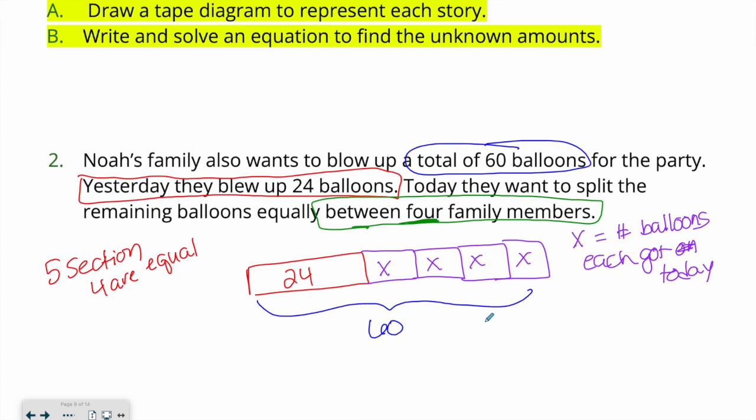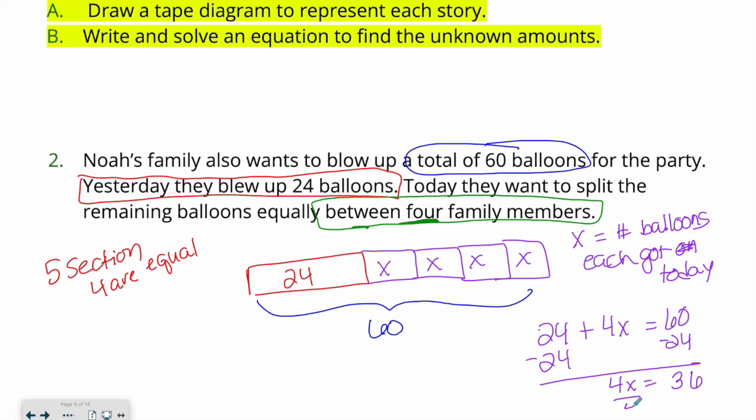Our equation then would be 24 plus 4x equals 60. We don't have parentheses, so we have to subtract 24 from both sides to get 36. Divide both sides by 4 to get x equals 9. So each person blew up 9 balloons today.